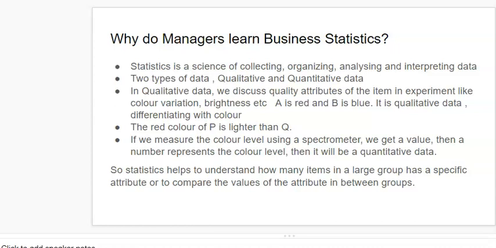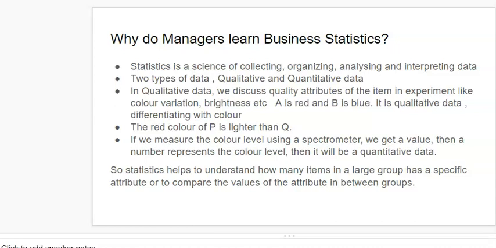Now, I already told you that quality means some attribute, and one attribute we have taken here is color. A and B are two products. One is red and the other is blue. So we can differentiate A and B based on their color. It is a quality. The next one is that P is lighter than Q. That means the red color of P is lighter than Q.